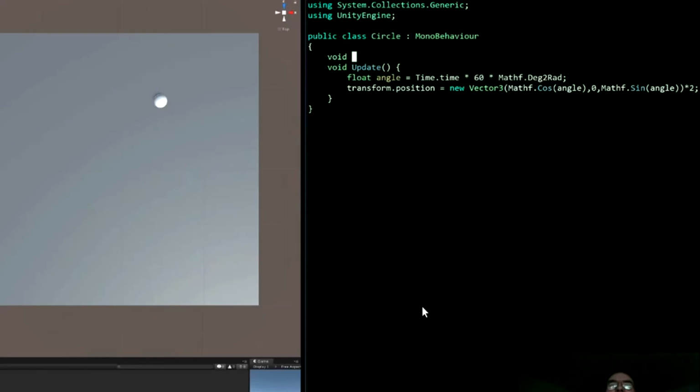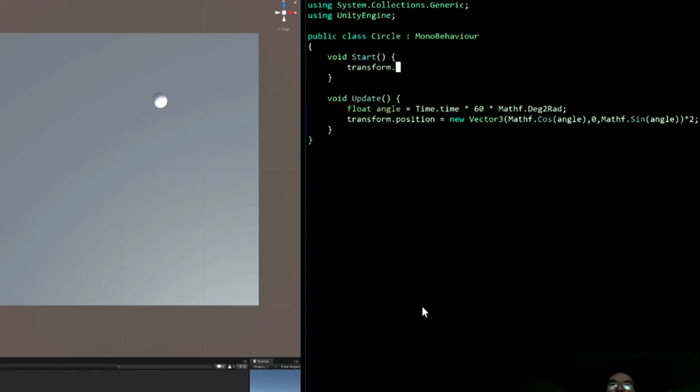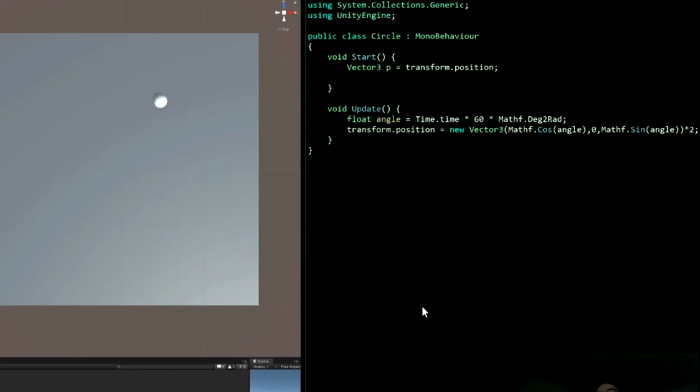But you know what I wanted to do was I wanted to take into account where I start. And so that's a bit of an issue. So what I'm going to do is reintroduce the start function, and I'm going to look at the position of the thing, Vector3 p equals transform.position, and p is going to be the position that I start at.